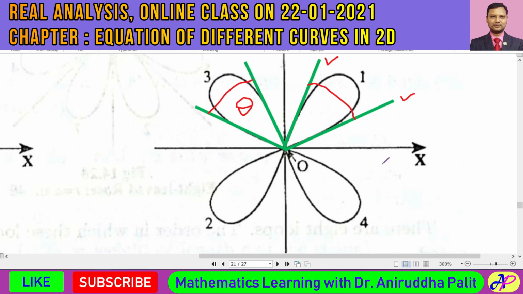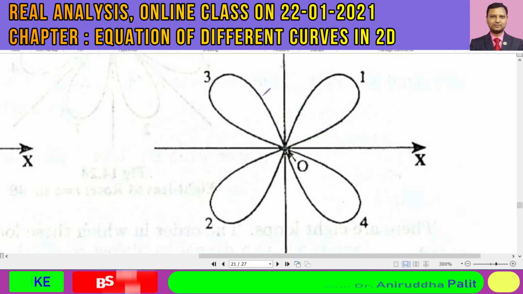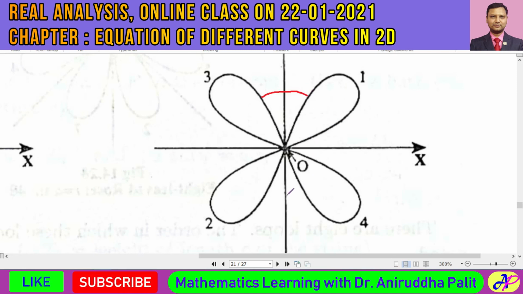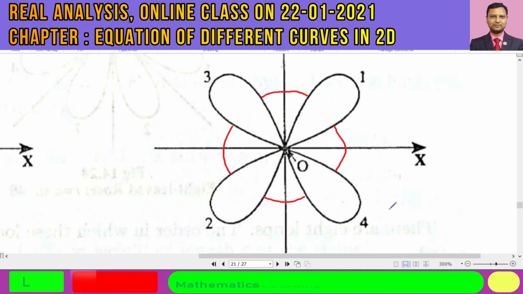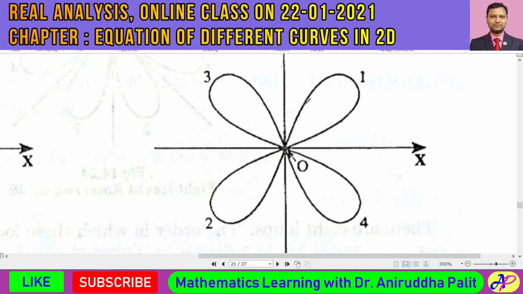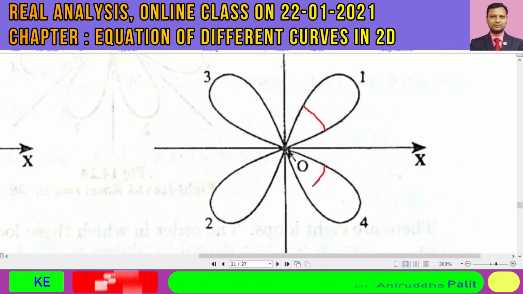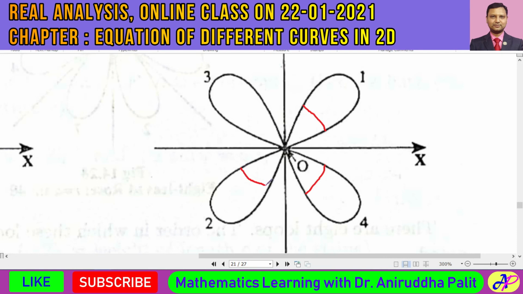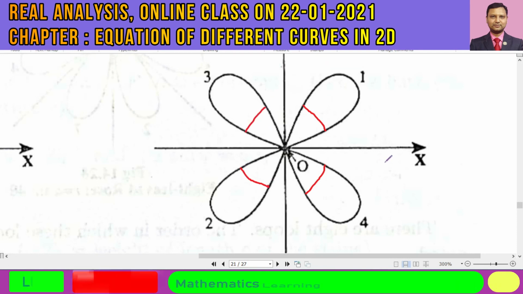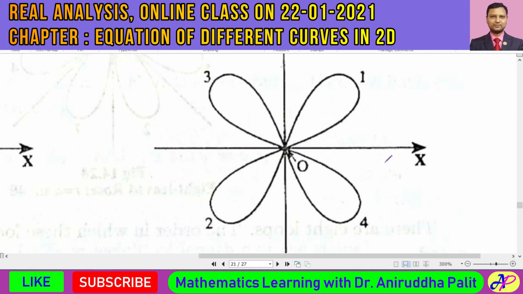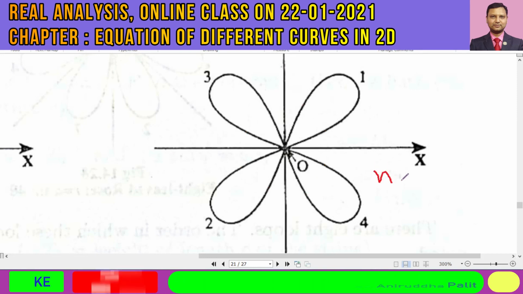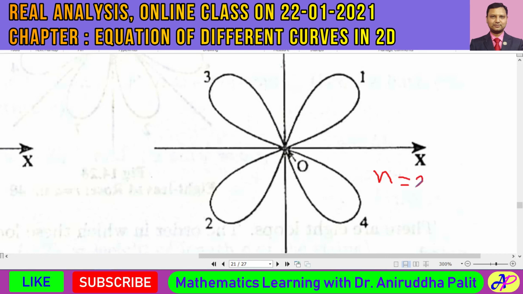So these are the observations: this much does not lie inside the loop. Again, this angle is 45 degree, this is 45 degree, this much angle is equal to 45 degree, and this much angle is equal to 45 degree. So in this way, you will have to compute the angles over here. This is for n is equal to 2, mind it.